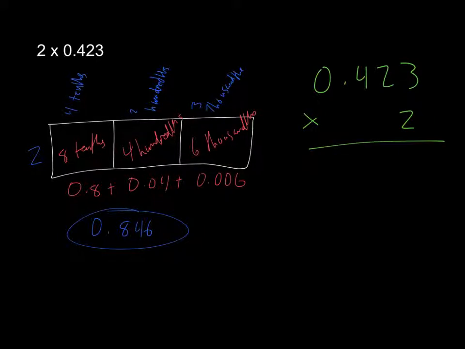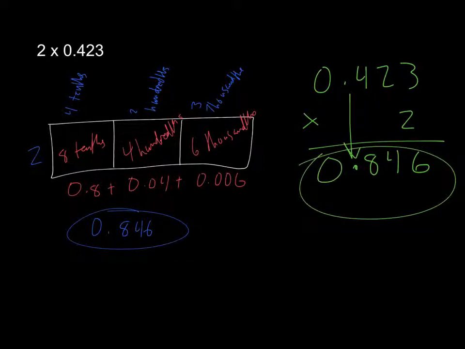I can also use the algorithm to solve this, where I have 423 thousandths times 2, where I have 3 thousandths times 2, which is 6 thousandths, 2 times 2/100ths, which is 4, and 2 times 4/10, which is 8/10. Don't forget to bring your decimal down. And 2 times 0 ones is 0, where we have 0 and 846 thousandths, which is our same solution. Try this one on your own. 4 times 423 thousandths. And try solving it just using the area model.